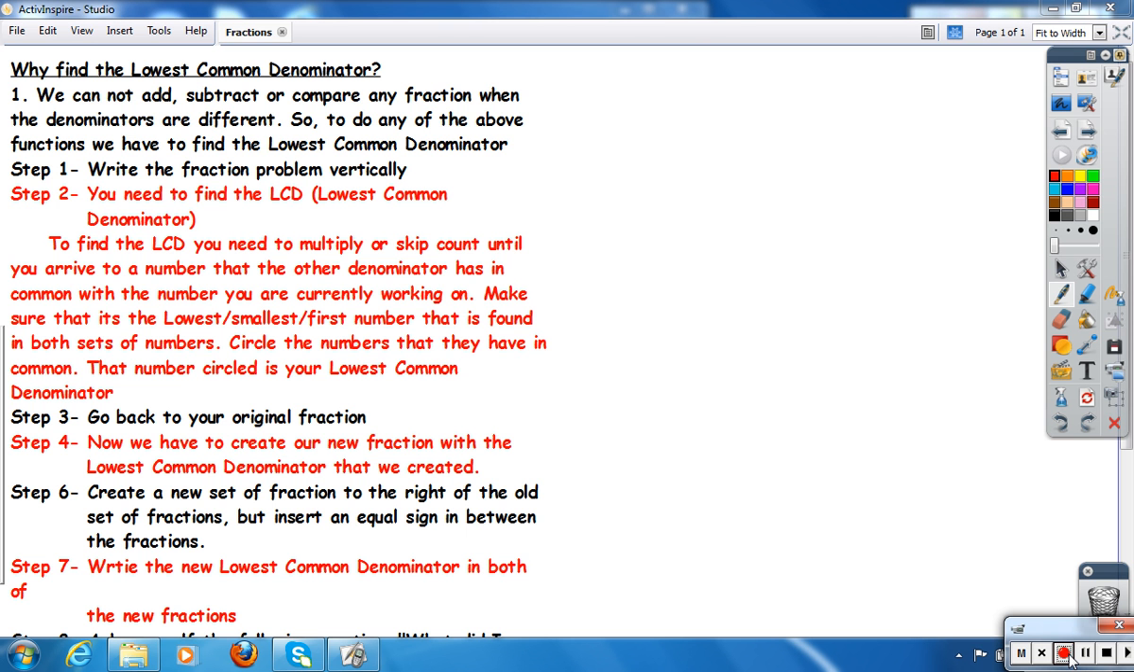We cannot add, subtract, or compare any fraction when the denominators are different. So I've written down 1/2 and 1/3. And it doesn't matter what we're going to do with both of these fractions. It's really hard to tell what's bigger, what's smaller, how to subtract, how to add, if we don't have previous knowledge of fractions.